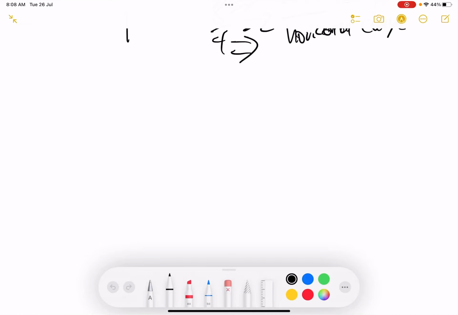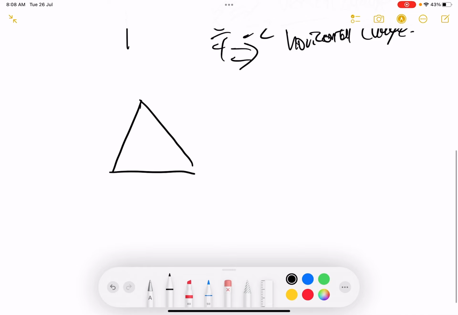We were introduced to the sine rule. I didn't go through the derivation, but we are only focused on the application of the sine rule. So basically in the sine rule, whenever we are given a triangle, let's just call this A, B, C.